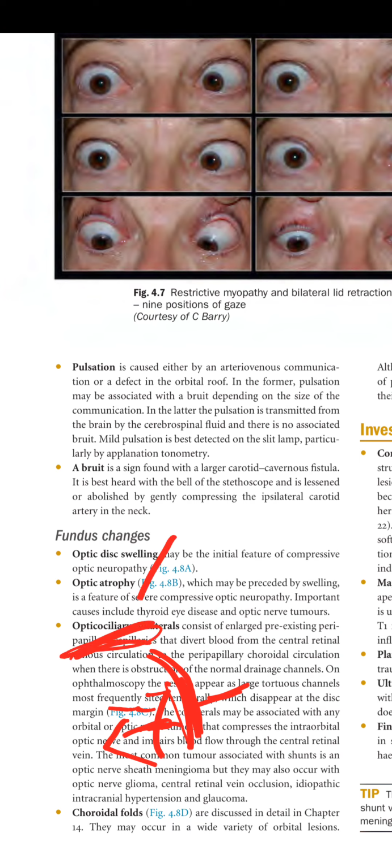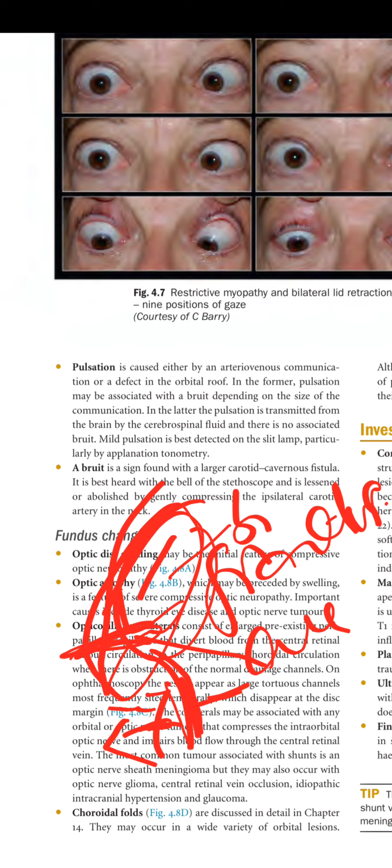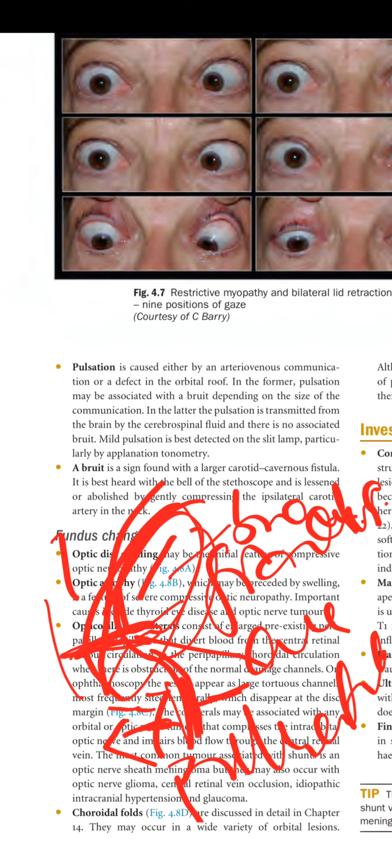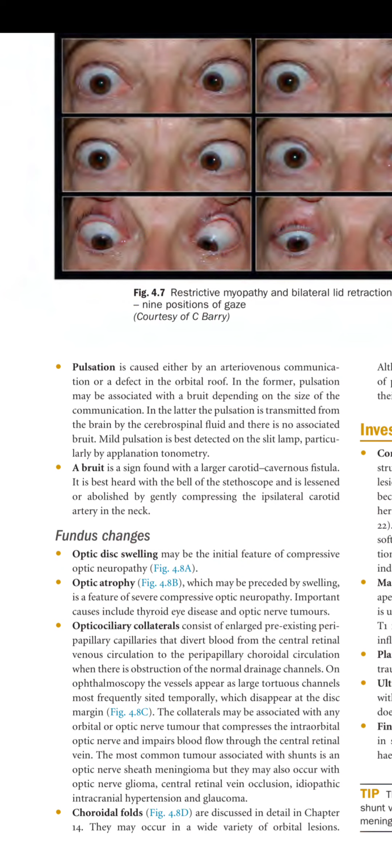If there is an orbital wall defect, for example a fracture of the orbital roof, or there is an encephalocele and there is an opening or connection between the brain and the orbit, it will cause pulsatile proptosis. And in other cases in which there is an arteriovenous communication, it will also cause pulsatile proptosis, in the case of the carotid cavernous fistula, but in that case there will also be a bruit present. So what is a bruit?